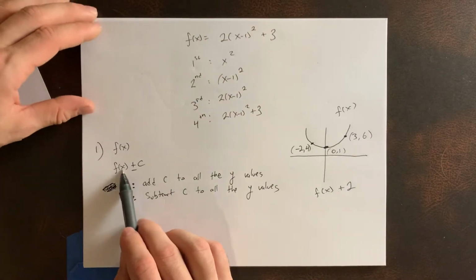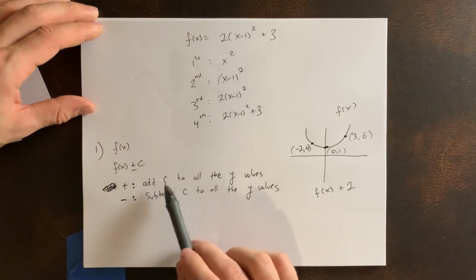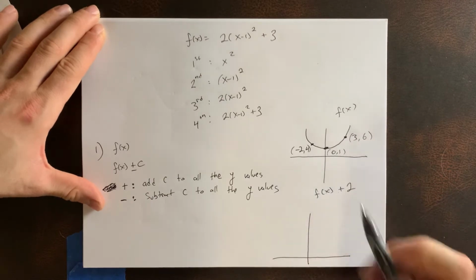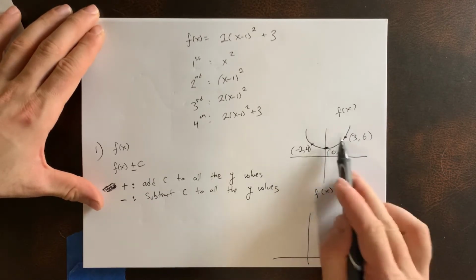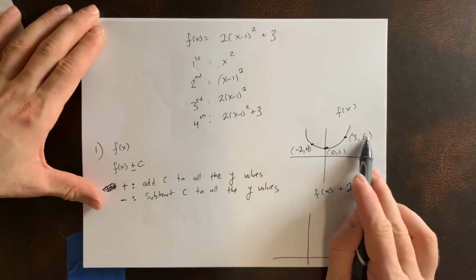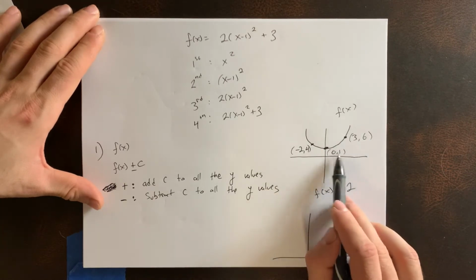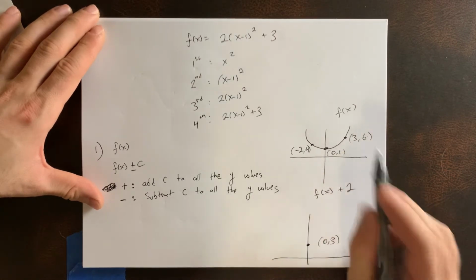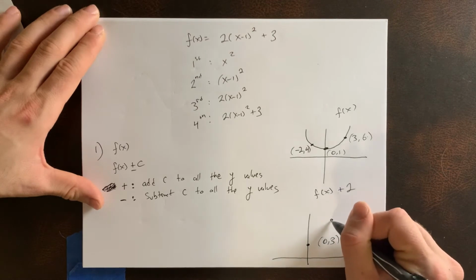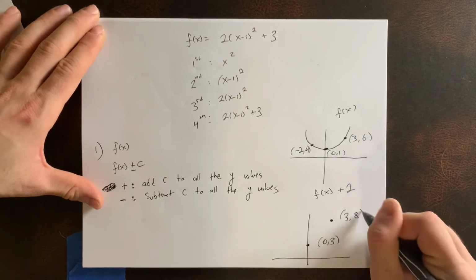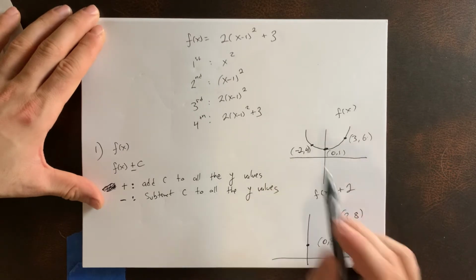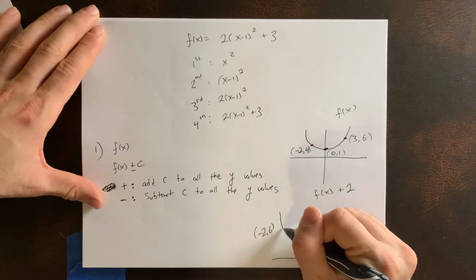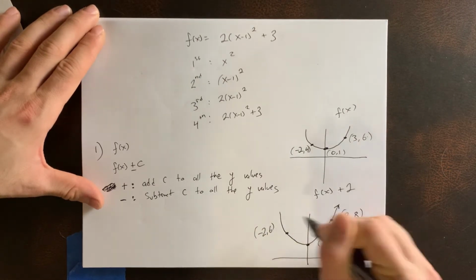If we graph f of x plus or minus a number, we're just adding that number to all the y values. So if we're adding 2, all these y values, this 4, this 1, this 6, we're going to add 2 to them. Instead of (0, 1), now it's going to be (0, 3). Instead of (3, 6), now it's going to be (3, 8). Instead of (-2, 4), it's going to be (-2, 6). And then we just connect the dots with the same shape.